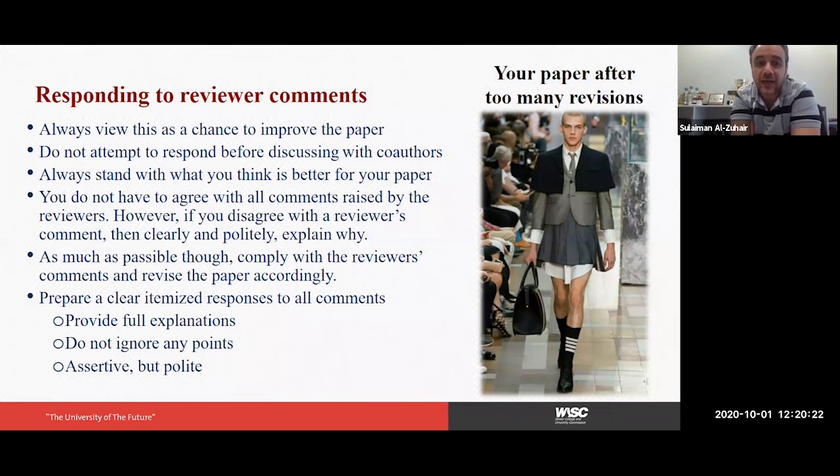You do not have to agree with all comments raised by the reviewers. However, if you disagree, then clearly and politely explain why you disagree. However, as much as possible, comply with the reviewer's comments and revise the paper accordingly. So if it doesn't really matter, you don't totally agree, but you don't mind doing it, better to do it and avoid argument with the reviewers. Because at the end of the day, if the reviewer rejects it, the editor cannot do anything. He's going to reject it. So better to get the approval from the reviewers.